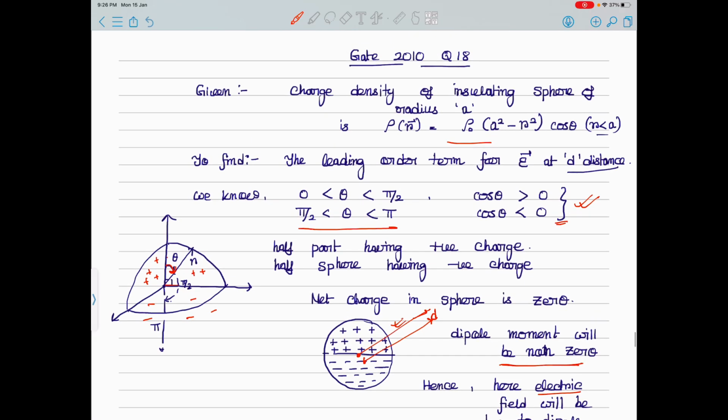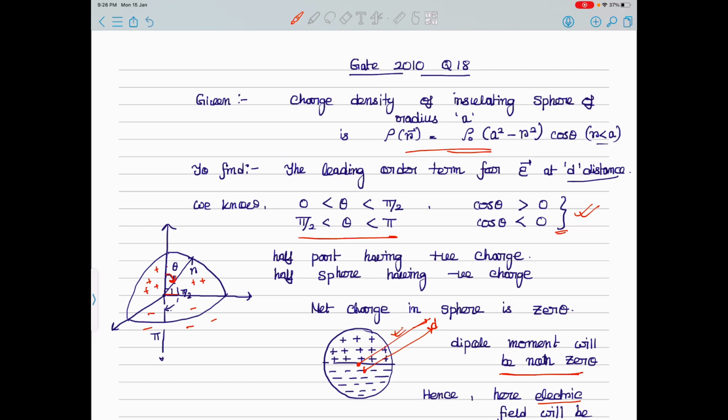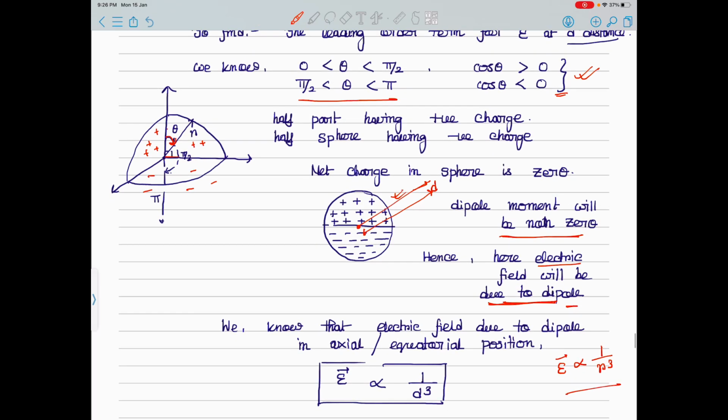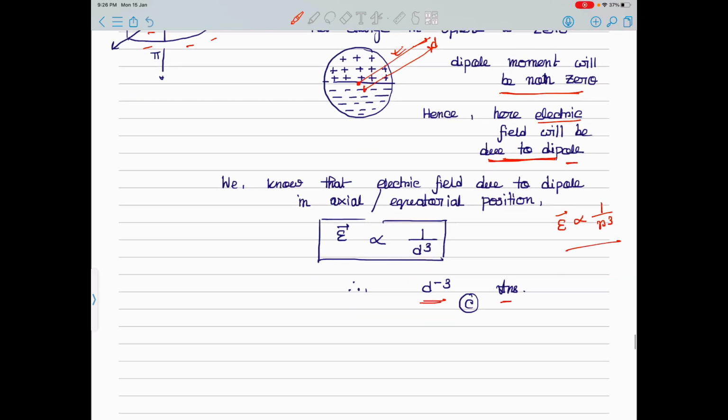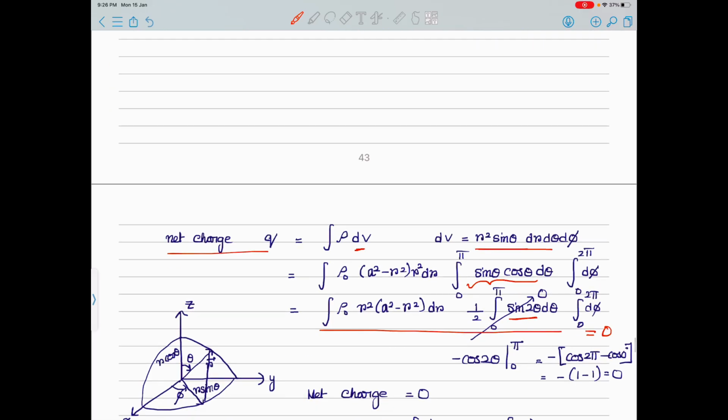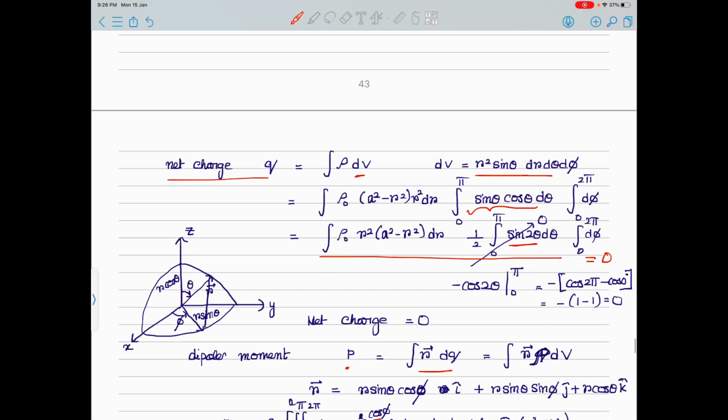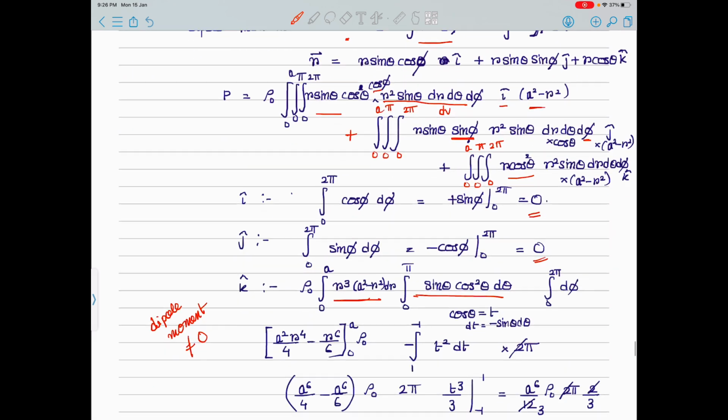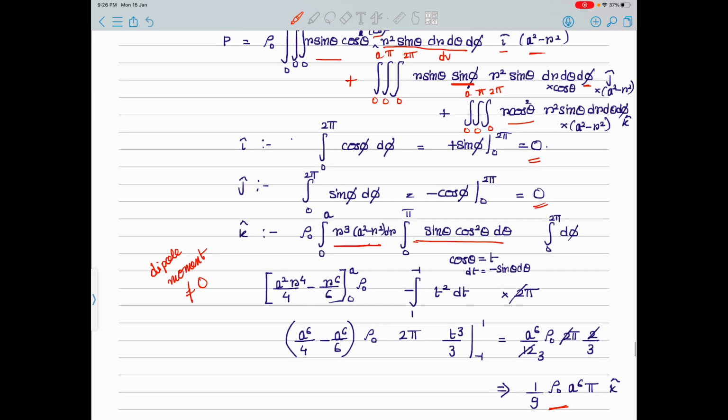The main thing in this question, based on this charge density, is that we can comment that half of the hemisphere has positive charge and half has negative charge. Hence, it has an equal amount of positive and negative charge, which makes the net charge q, which we have already solved using the integral, equal to 0. But at the same time, we have also shown that the dipole moment is non-zero, particularly in the k cap direction.